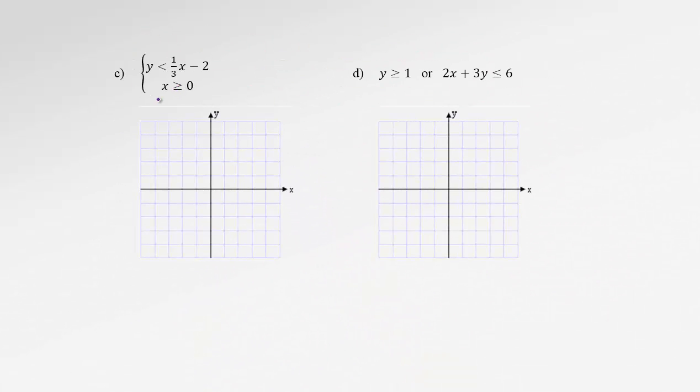Next, we have this system of inequalities. What is the connecting word? Yes, it's and. Since it's and, we're talking about intersection of the two solution sets. Okay, let's write the related equation first. y equals 1/3 x minus 2. And we can quickly graph it. Starting from -2 on the y-axis, go by the slope 1/3, 3 across, 1 up, and to the left.